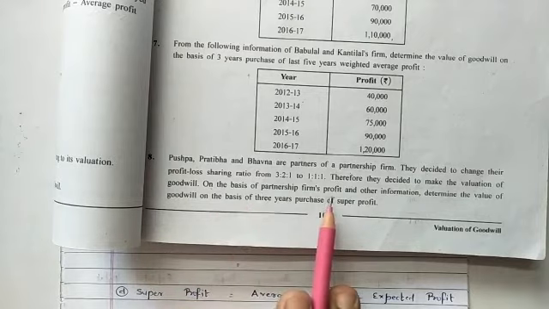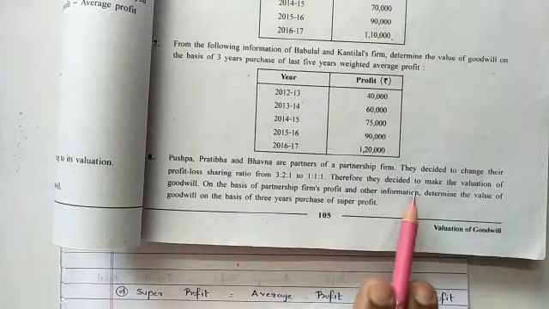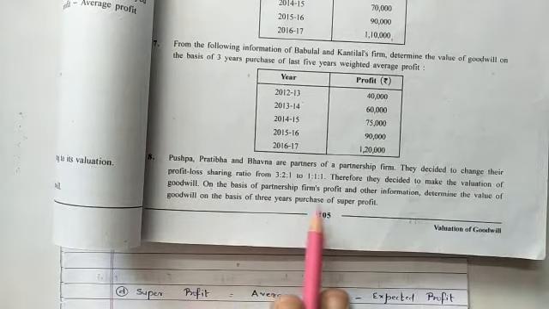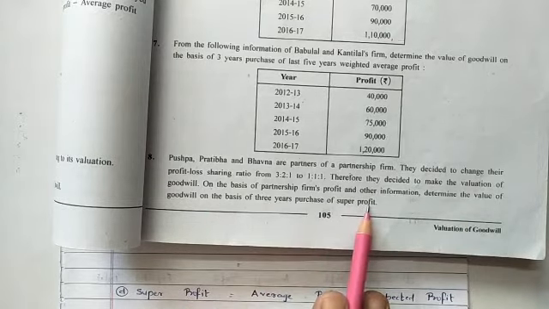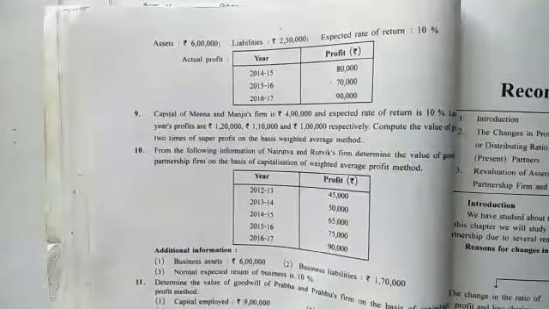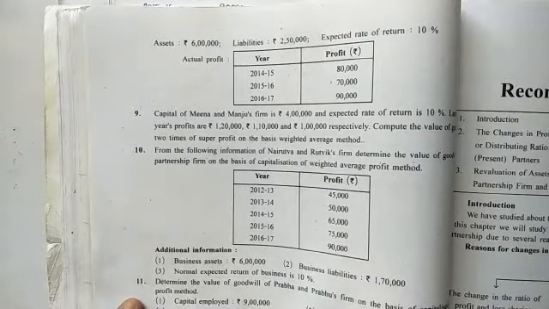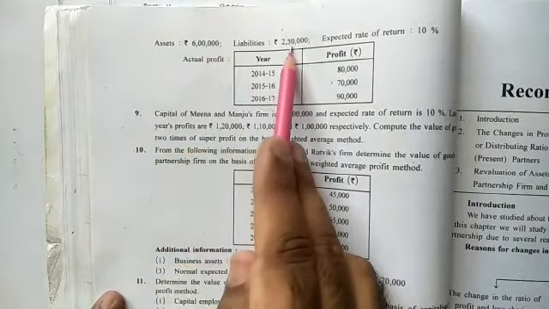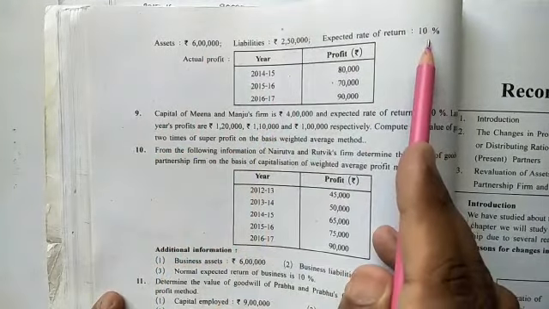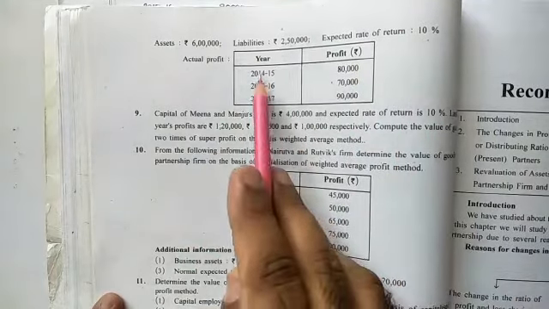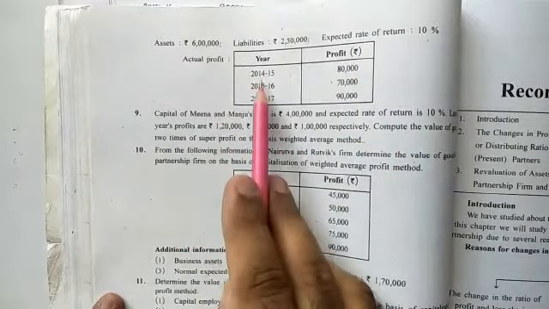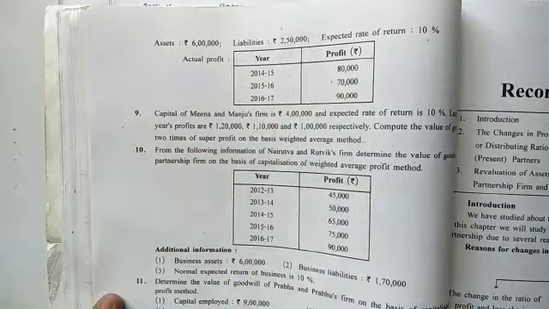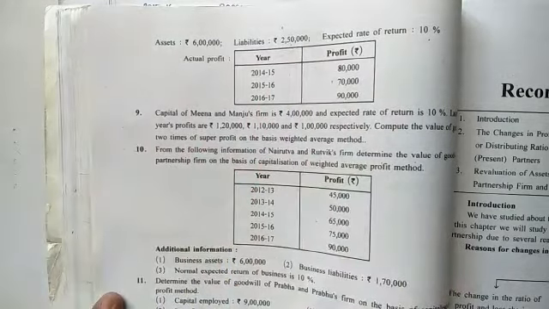On the basis of the partnership firm's profit and other information, determine the value of goodwill on the basis of 3 years purchases of super profit. Assets were 6 lakh and liabilities were 2 lakh 50,000. Expected rate of return is given as 10%. 3 years profits are provided: 14-15 was 80,000, 15-16 was 70,000 and 16-17 was 90,000. So these were the informations provided.